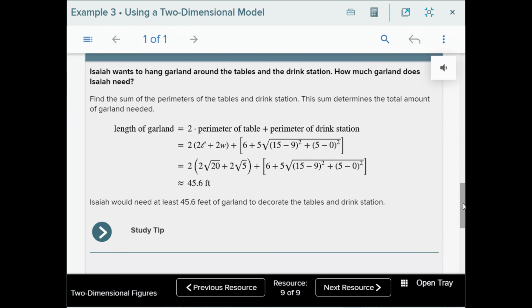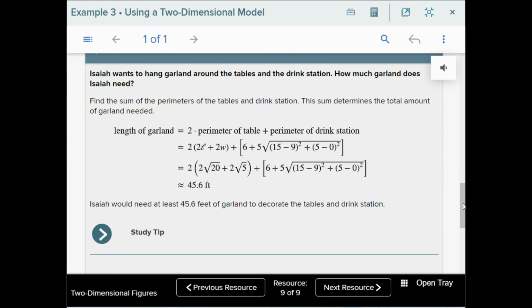Now, if Isaiah wants to hang garland around the tables and drink station, how much garland does Isaiah need? Again, if he's hanging it around things, that is a hint that we need to find the perimeter. The area measures how much space something takes up, whereas the perimeter is a measurement of the outside of a shape.